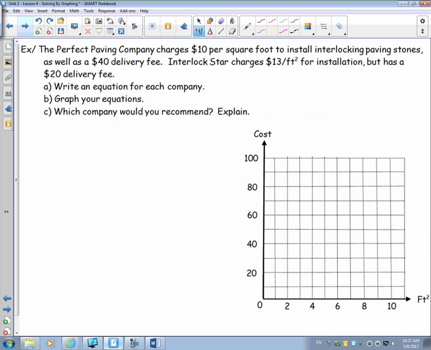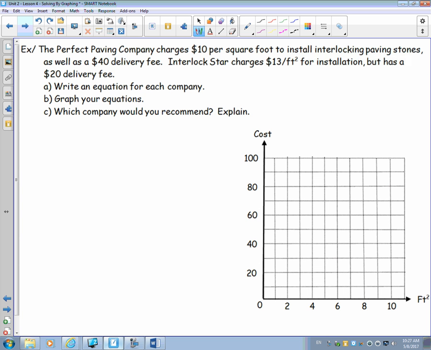Last one, word problem. Go back to grade 9 math for a second here. The Perfect Paving Company charges $10 per square foot to install paving stones, as well as a $40 delivery fee. Interlock Star, which is a second company, charges $13 per square foot, but has a $20 delivery fee. This kind of question should sound familiar. These are the kind of questions we did in grade 9.